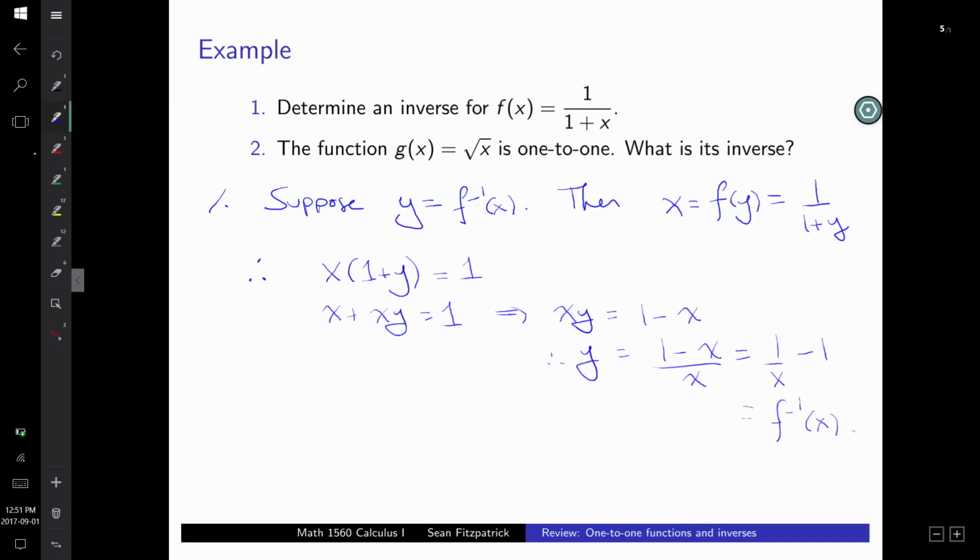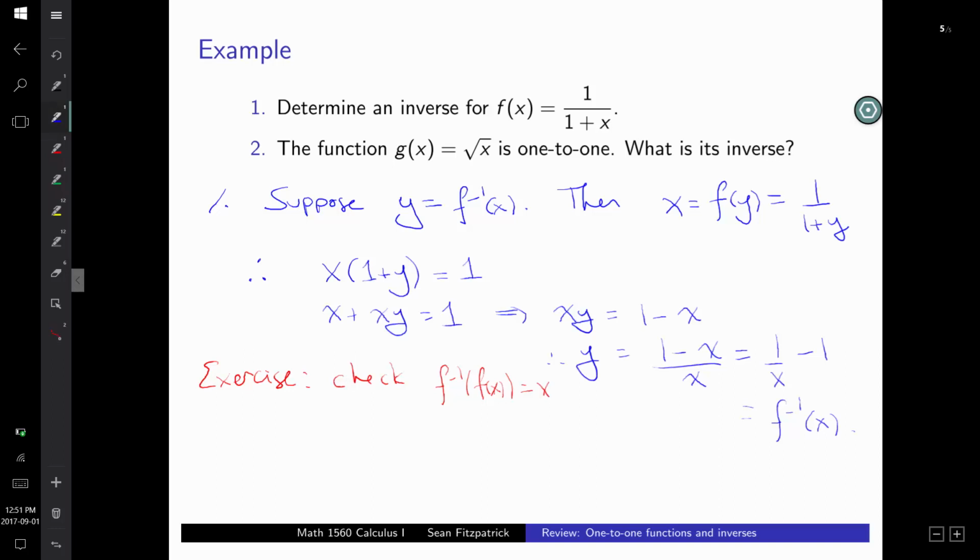And one of the things that you might check is that f inverse of f of x equals x. So there's a bit of algebra there, and it'll test your understanding of how function composition works. So it's a good exercise to work through and make sure that you can verify that that works out.